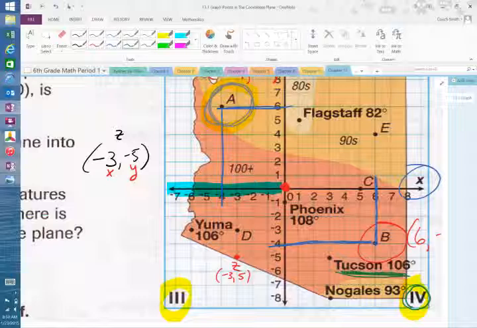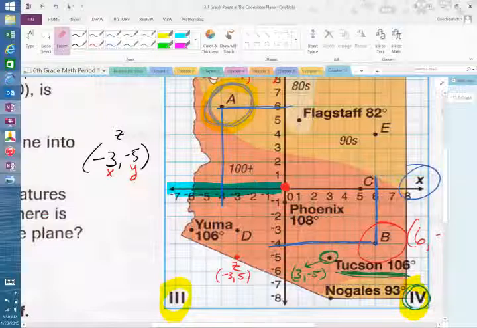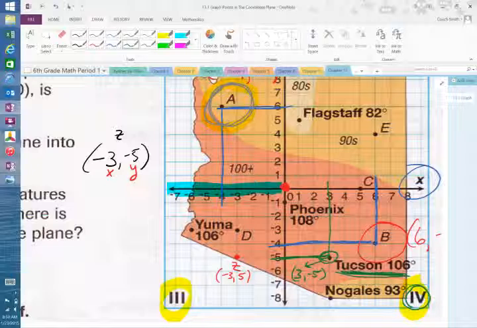3 and -5. That is correct. The coordinates of Tucson is 3 and -5. The reason it's 3 is there's 3, there's where it crosses the x-axis, and down here, -5, that's where it crosses the y-axis. Okay, X always comes first. Where it crosses the horizontal always comes first.